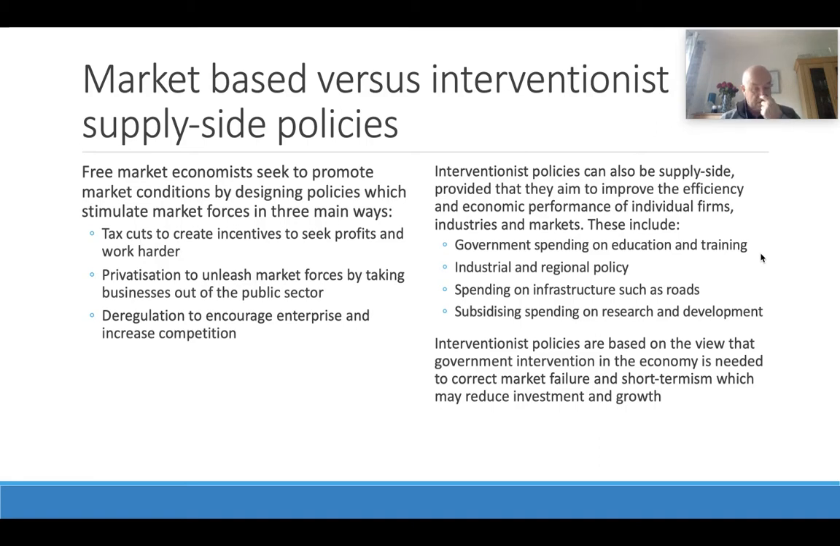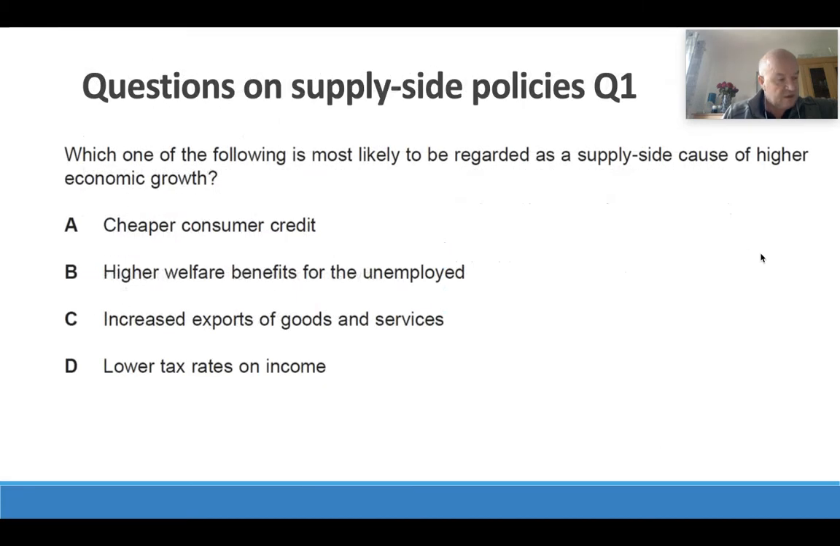So that's really a summary of some of the things that we talked about in the previous presentation, and compares and contrasts market-based and interventionist-based supply-side policies. So hopefully that makes a bit more sense for you. So let's take a look then at a number of questions.